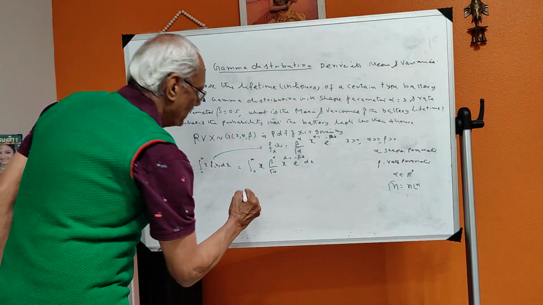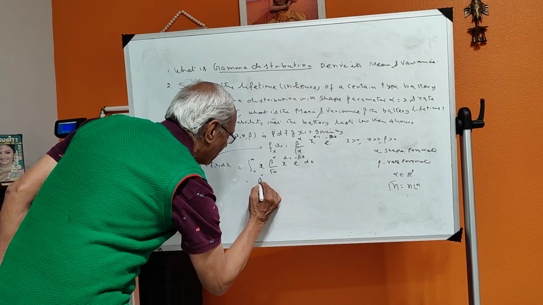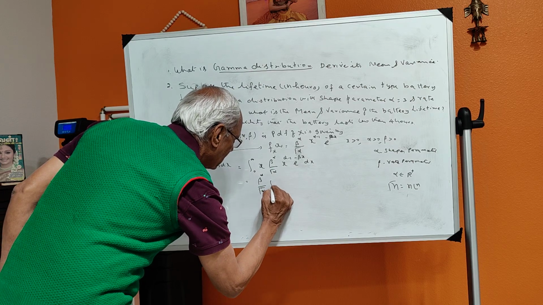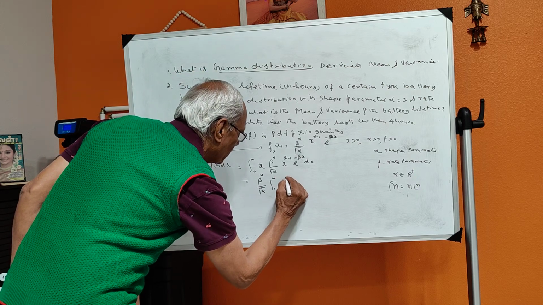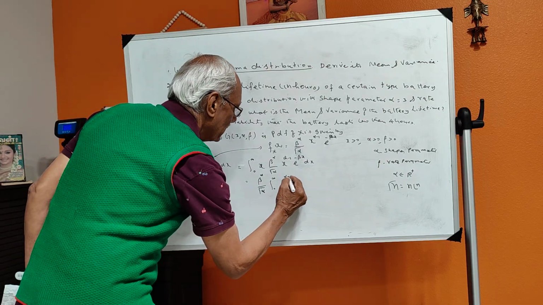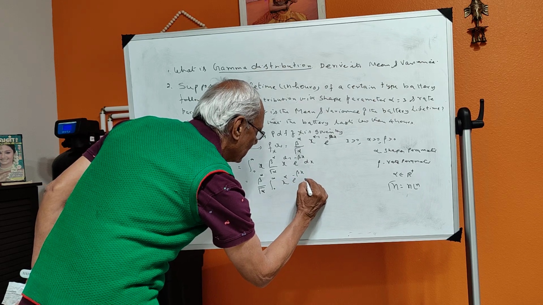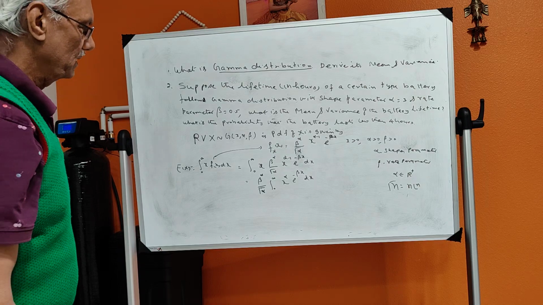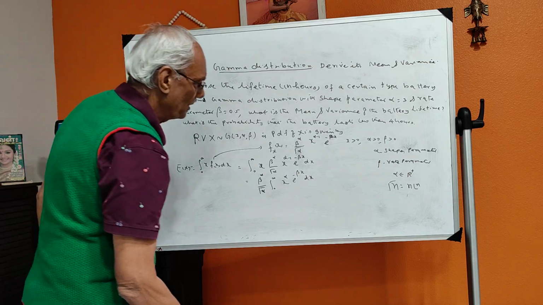Now this can be written as beta to the power of alpha divided by gamma of alpha, into, within brackets, the integral of x into x to the power of alpha minus 1, so x to the power of alpha, into e to the power of minus beta x, dx. So this is what we get. Now we have to evaluate this integral.